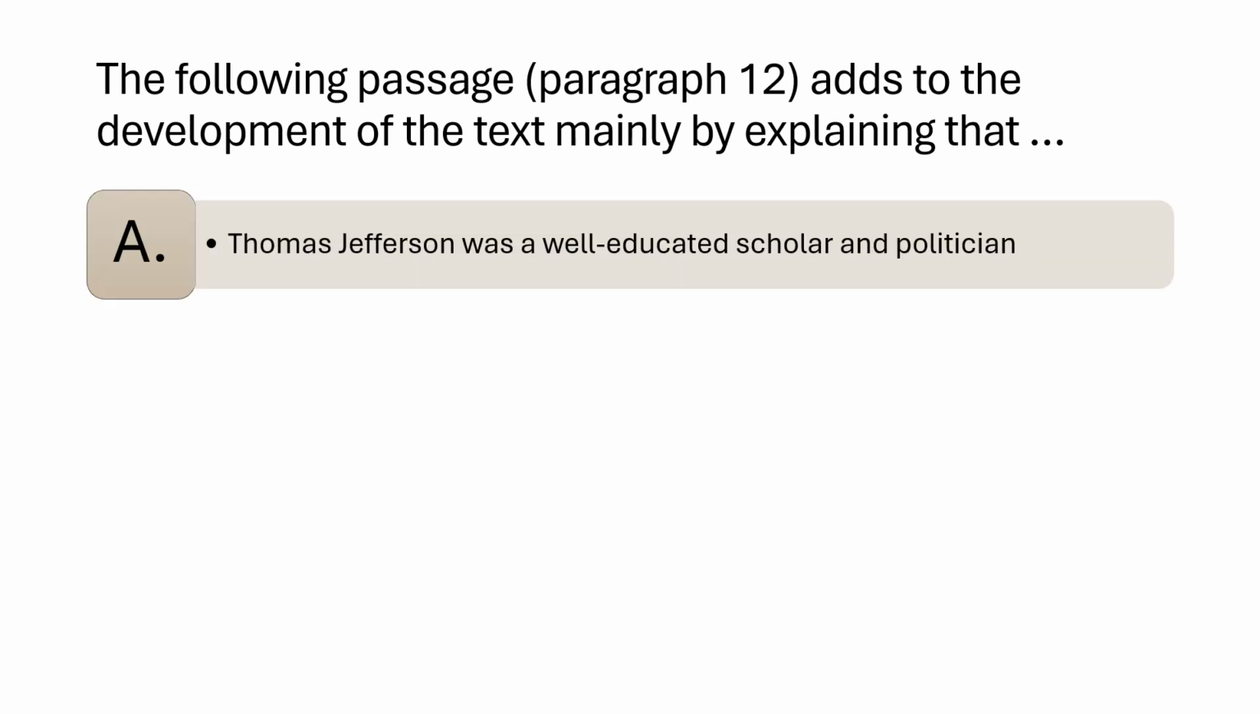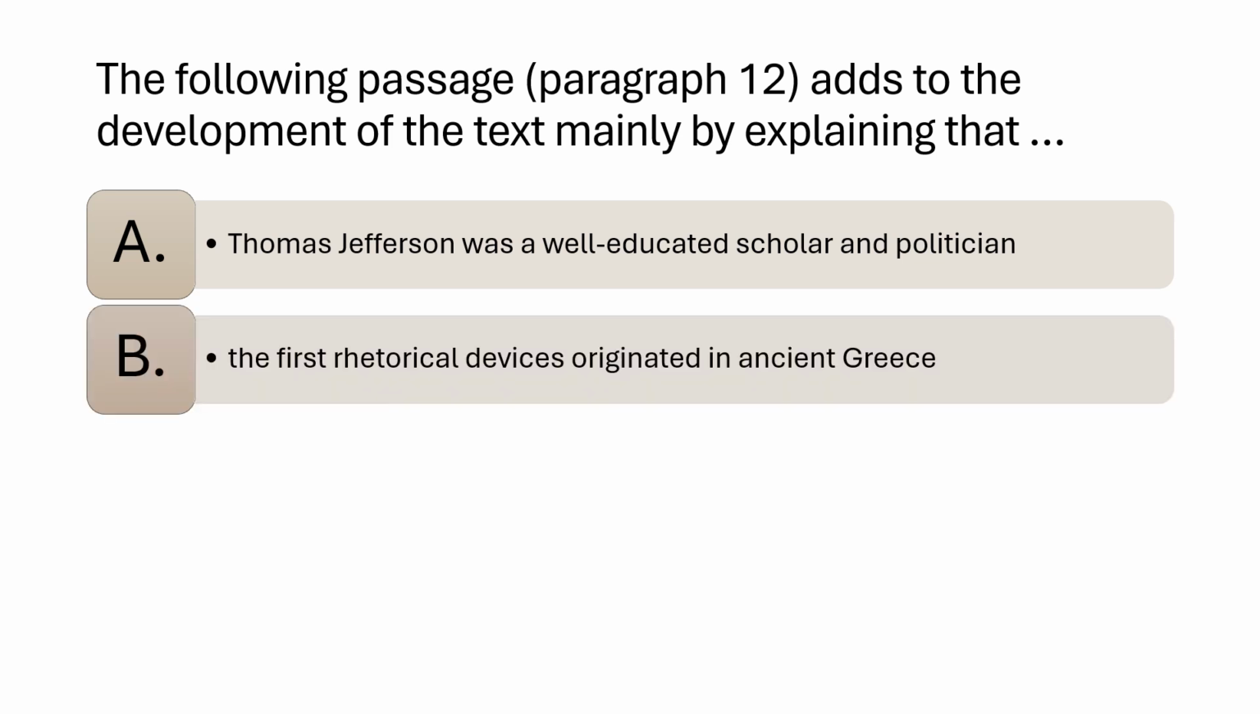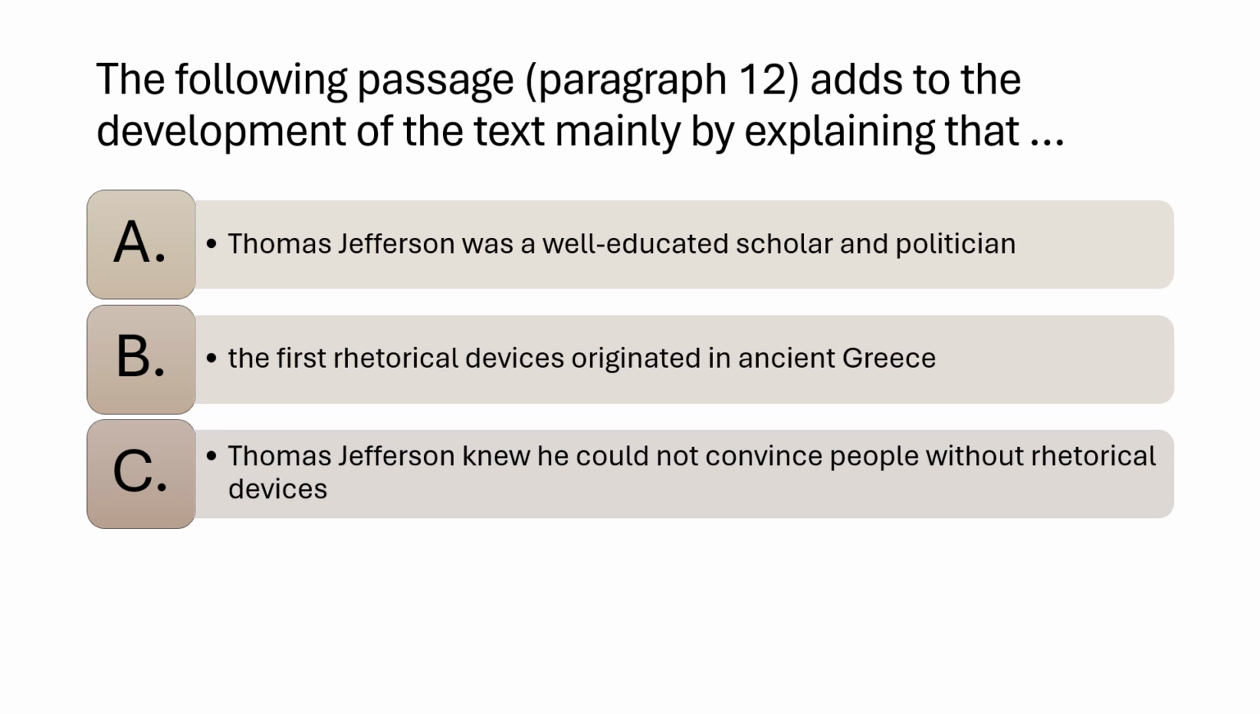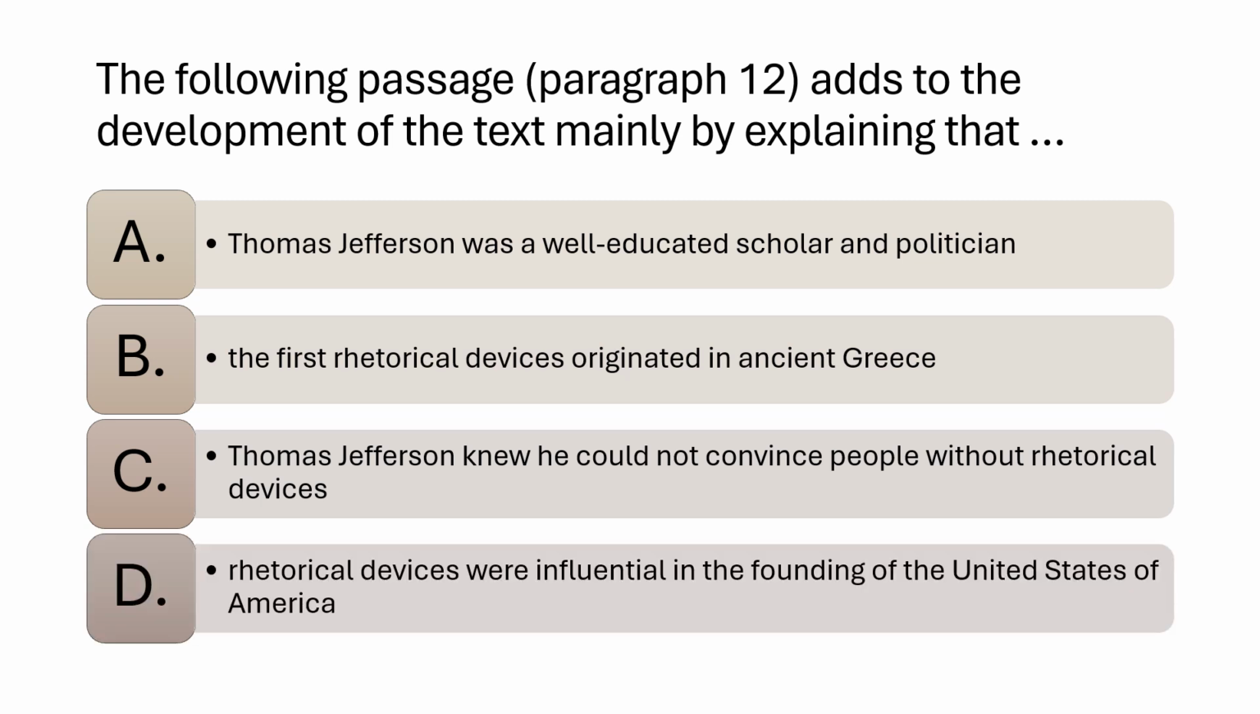The following passage, paragraph 12, adds to the development of the text mainly by explaining that A. Thomas Jefferson was a well-educated scholar and politician. B. The first rhetorical devices originated in ancient Greece. C. Thomas Jefferson knew he could not convince people without rhetorical devices. D. Rhetorical devices were influential in the founding of the United States of America.